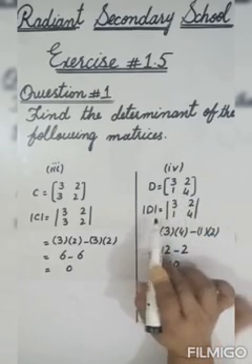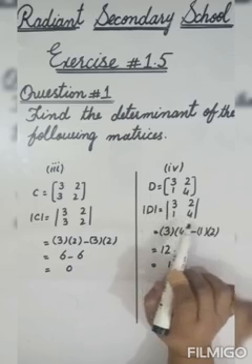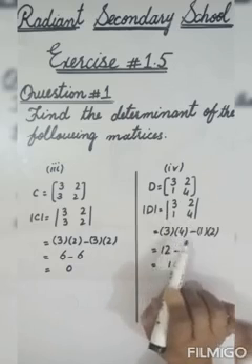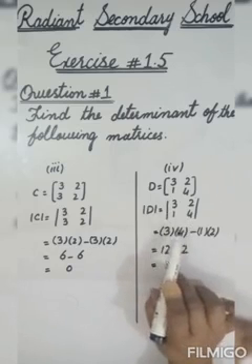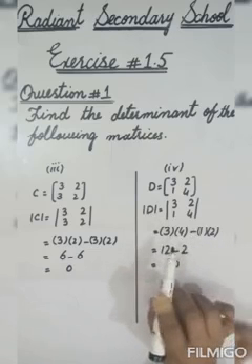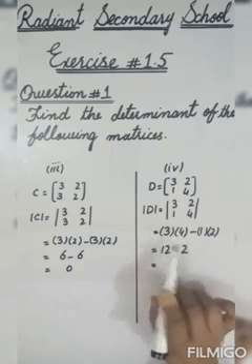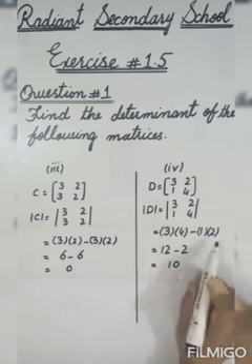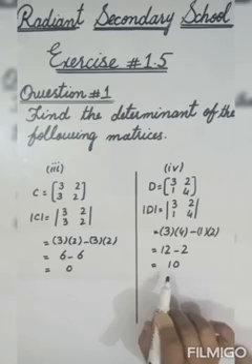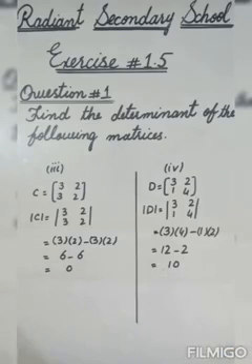Determinant of D is equal to, first of all we have to multiply the diagonal entries, which is 3 into 4. Then there is a sign of minus. After this, the rest of the entries are 1 into 2. Now 3 times 4 is equal to 12, and 2 ones are 2. By subtracting, 12 minus 2, the answer is 10. Determinant of D is equal to 10.